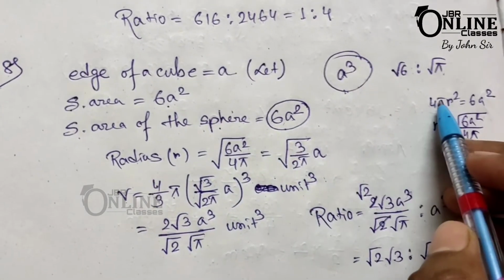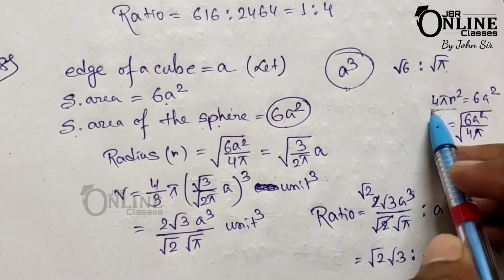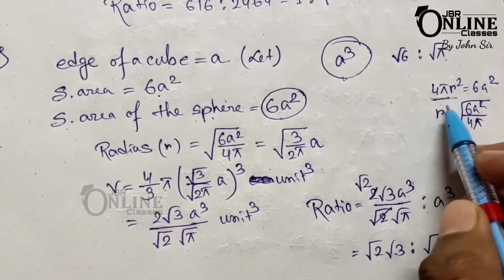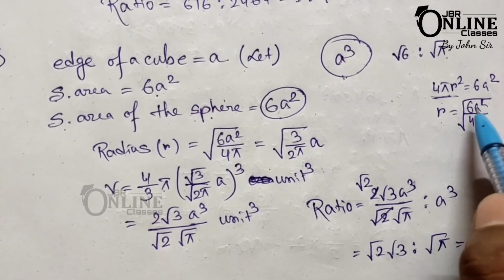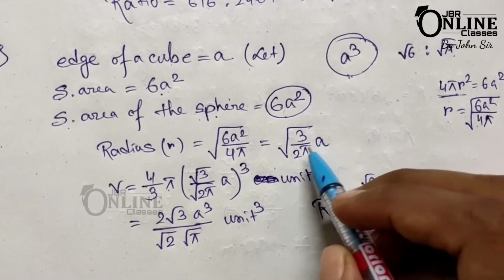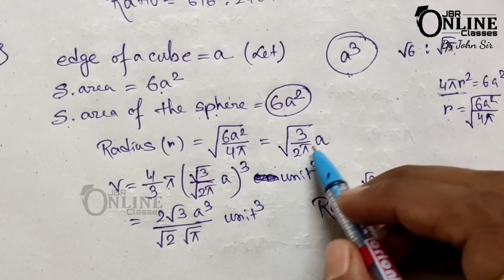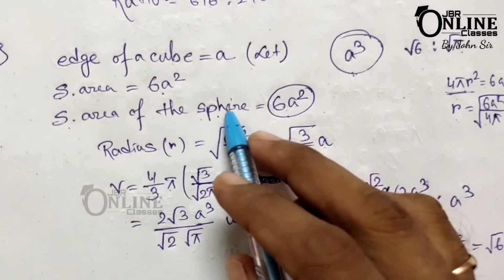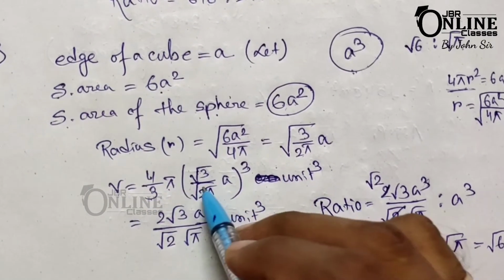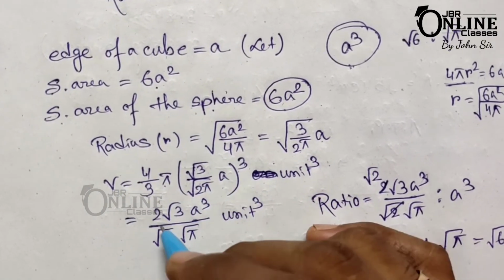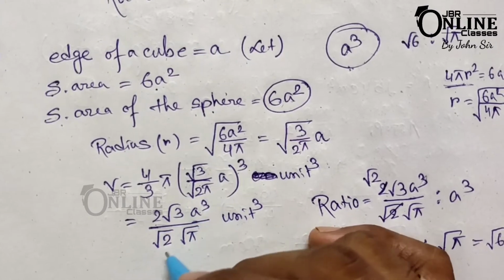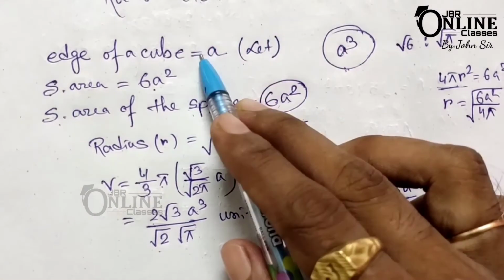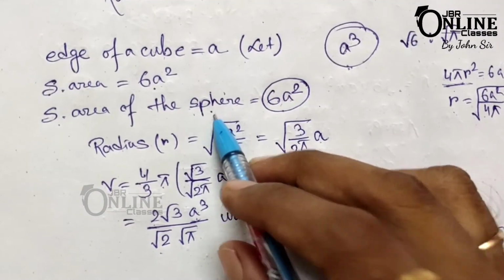Now as you know that the formula of surface area of a sphere equal to 4 pi r square, and that equal to 6a square is given. So from that r equal to √6a square by 4 pi. So here the radius is 3 by 2 pi √a. So now you have to find out the volume of that sphere. So 4 by 3 pi r cube, here the value of r, and from that you will get 2√3a cube by √2 unit cube. So that is the volume of the sphere, and a cube is the volume of the cube.